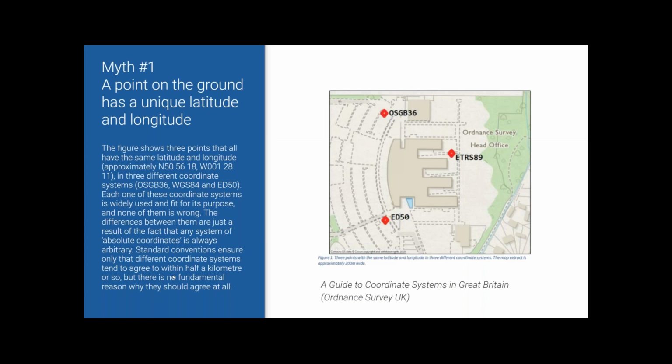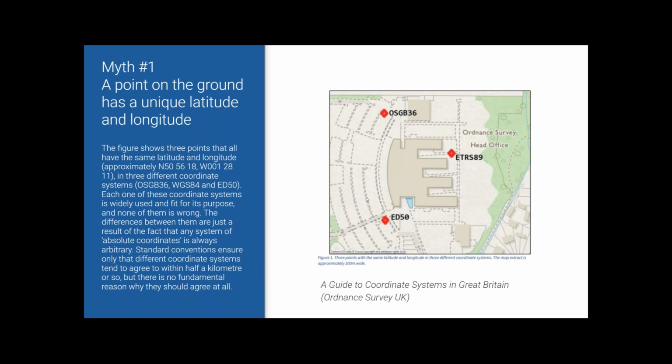So to start things off, there's a lot of myths about coordinate systems. One of the first myths, and this is all from the Guide to Coordinate Systems, is that a point on the ground has a unique latitude and longitude. As we'll see later in the talk, if we have a particular latitude and longitude and we plot it on a map, we will actually wind up with different positions depending on which coordinate system we use.